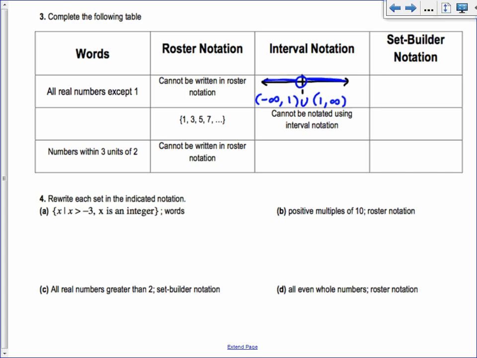So basically, since neither of them had a bracket, you're skipping over the 1. So negative infinity to 1, don't include 1, 1 to infinity.